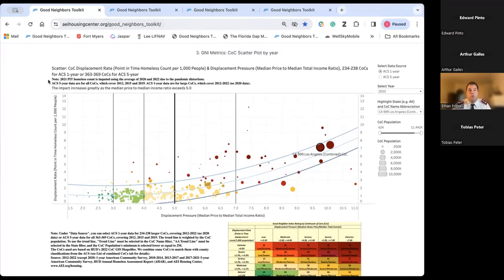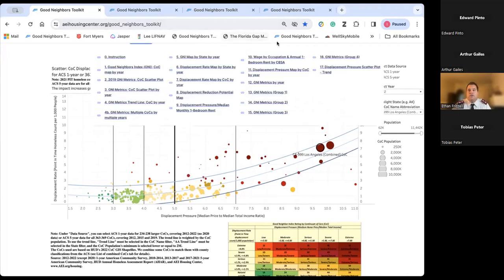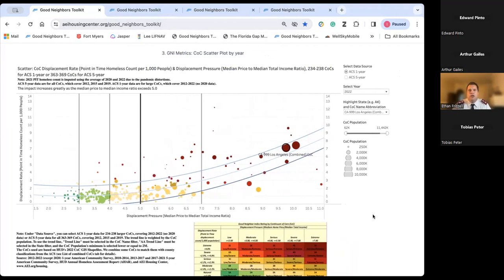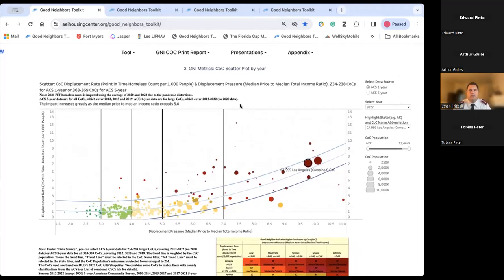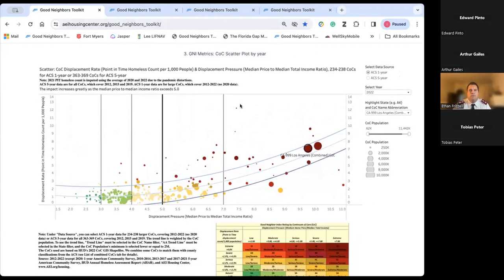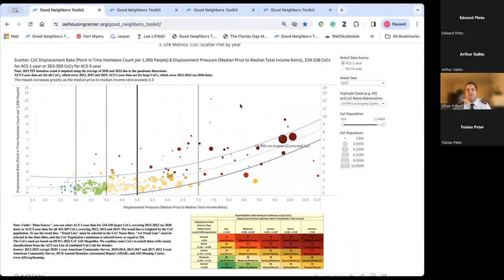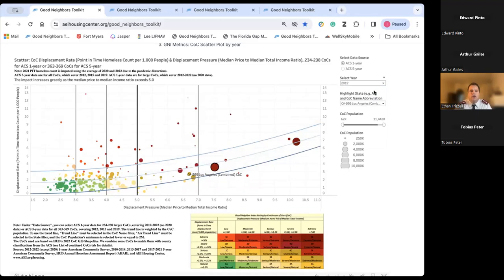So to continue that, as we look at the scatter plot, you'll see that this tool, which are all numbered on the tools, is GNI metric COC scatter plot by year. This is a very powerful tool if you have leadership responsibility in your communities, because you can go to a COC in the year and you can watch how that works.